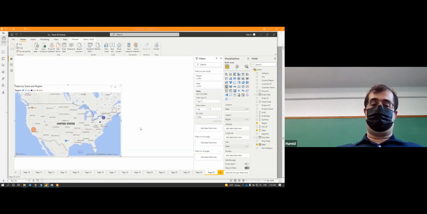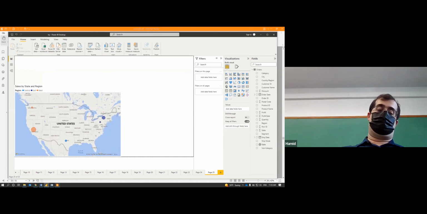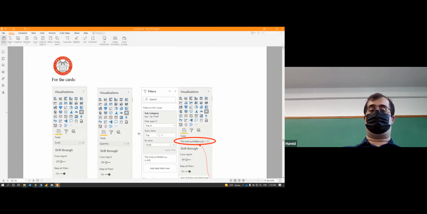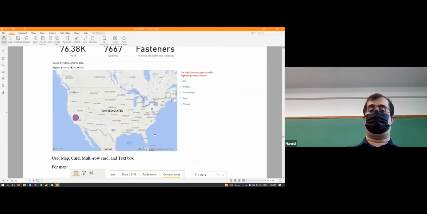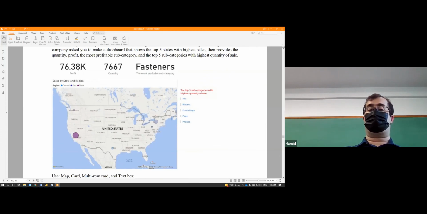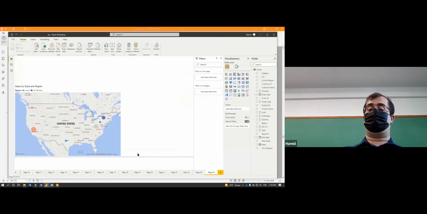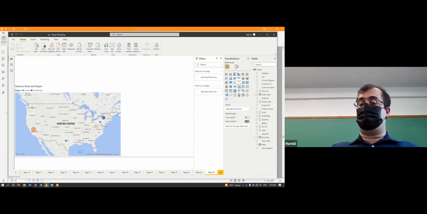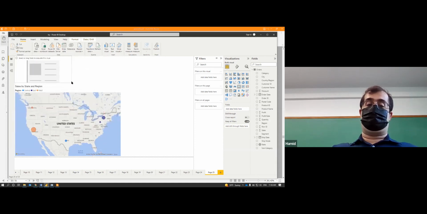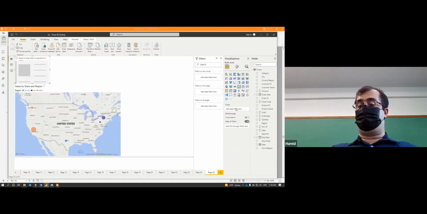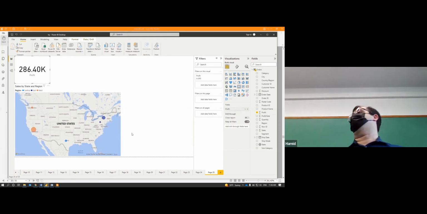Let me resize it. Okay, so if you go back in that dashboard, I have some values. I have a card showing the profit, quantity, and the most profitable subcategory. For showing these values, on the right side, I would click on card. Card is number 4 in the 4th row. I can resize. And for the fields, I just drag and drop profit. So this is the overall profit.